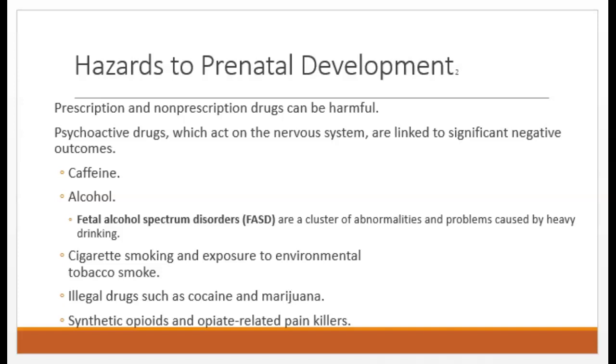Many things act as teratogens on a developing fetus. Many prescription and non-prescription drugs can be harmful, as can any psychoactive substances such as caffeine, alcohol, smoking or exposure to smoke, illegal drugs, and painkillers. For example, smoking has been implicated in as many as 1 in 4 infants with low birth weight, and also contributes to preterm births, sudden infant death syndrome, and cardiovascular problems.